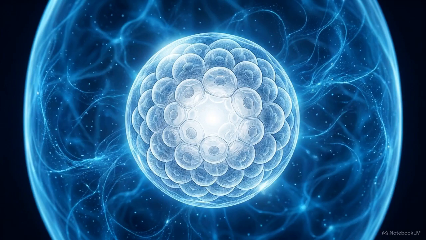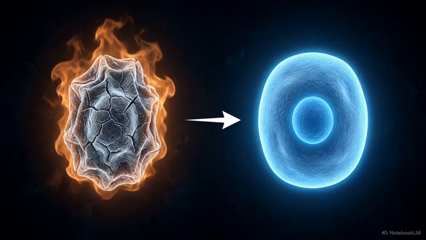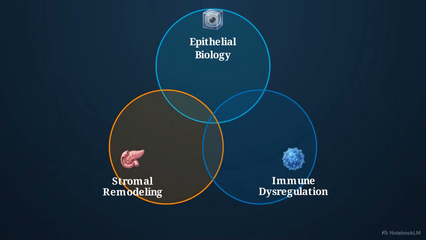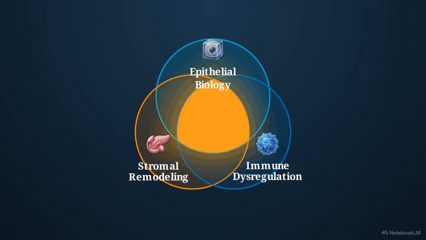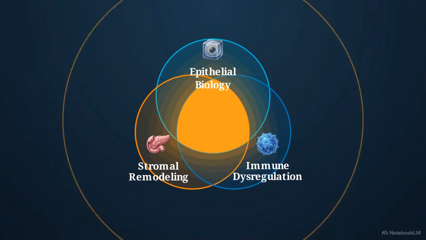Research using patient-derived salivary gland organoids demonstrates that these mechanisms are biologically actionable. Even the metabolic collapse within the epithelial cell is partially reversible. Effective precision therapy for Sjogren's disease requires the simultaneous management of epithelial biology, stromal remodeling, and immune dysregulation.